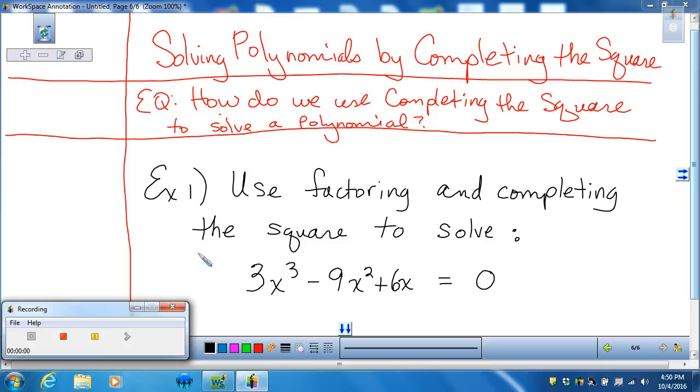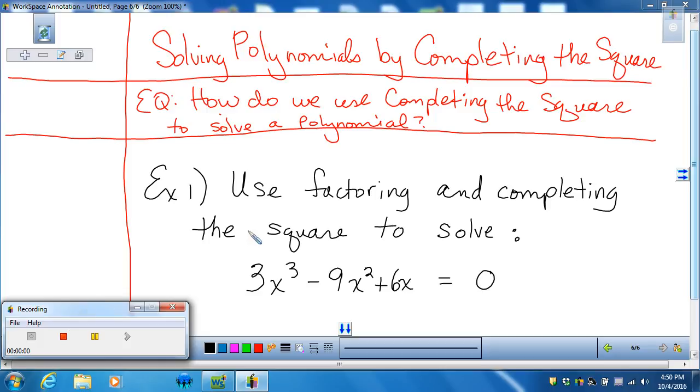Today we're going to be solving polynomials by completing the square. Our essential question is, how do we use completing the square to solve a polynomial? So for example 1, we're going to use factoring and completing the square to solve 3x cubed, take away 9x squared, plus 6x equals 0.